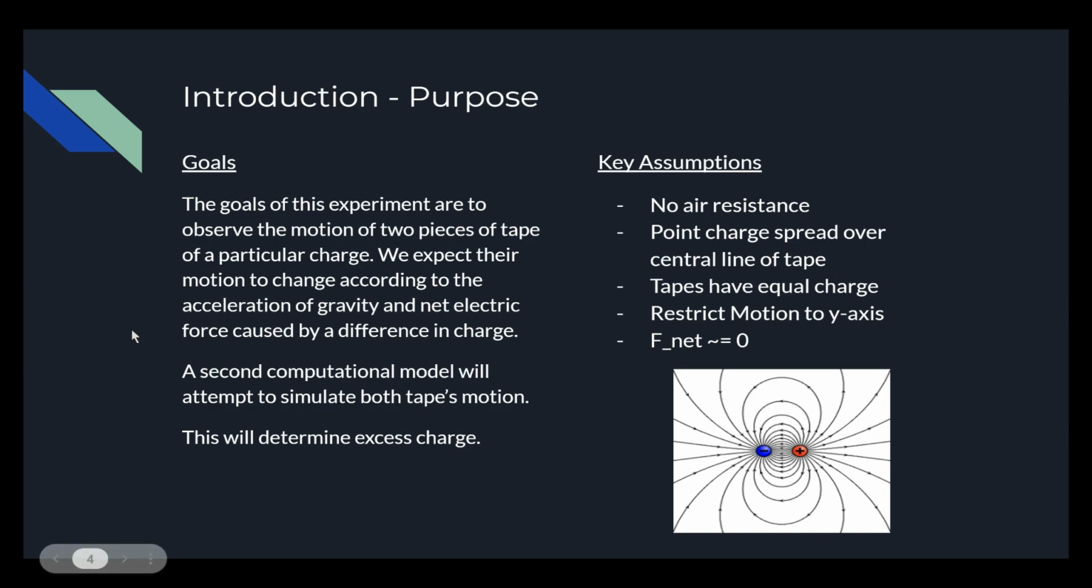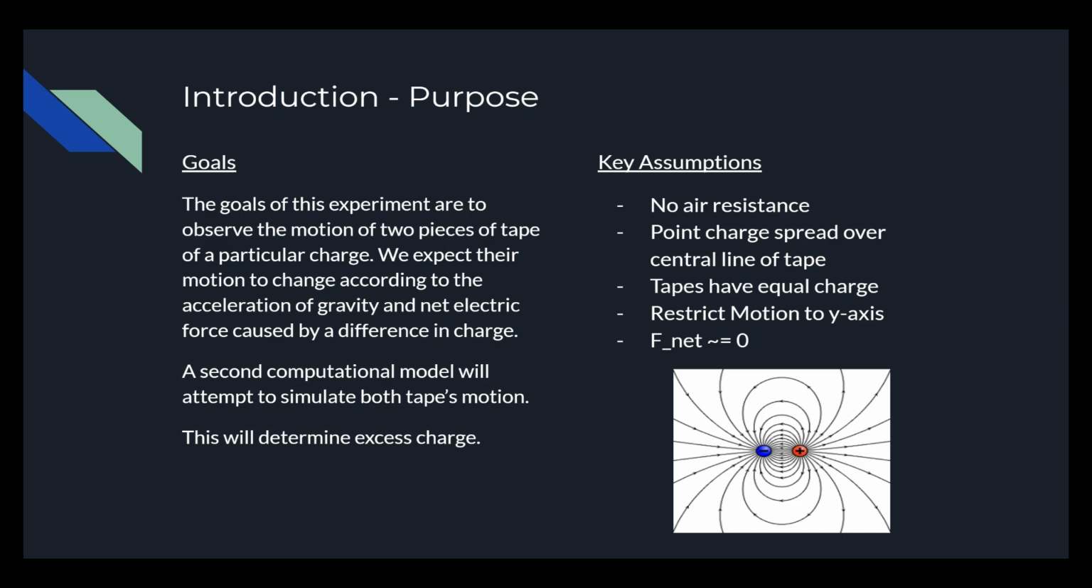A second computational model will attempt to simulate both tapes' motion, which is going to be zero. And we expect their motion to change according to the equivalent force of gravity and electric force, which are equal and opposite to one another. And this will help us to determine the excess charge.